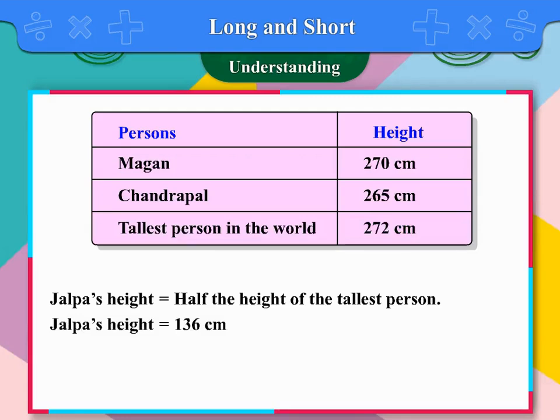Now, find the height twice Jalpa's height. Twice means double that number. Double of 136 is 272, which is twice Jalpa's height, and it is the height of the tallest person in the world.